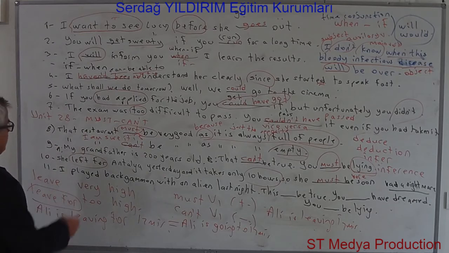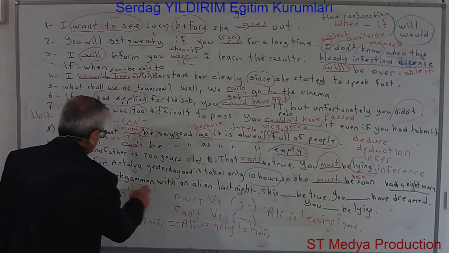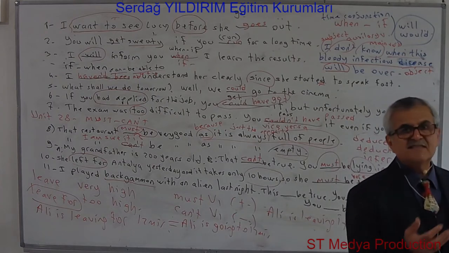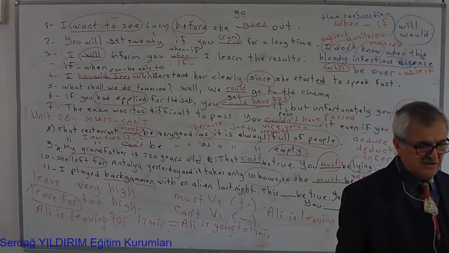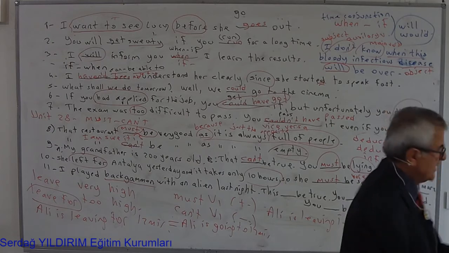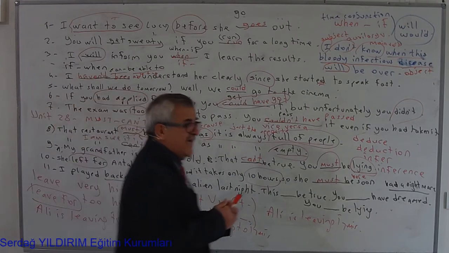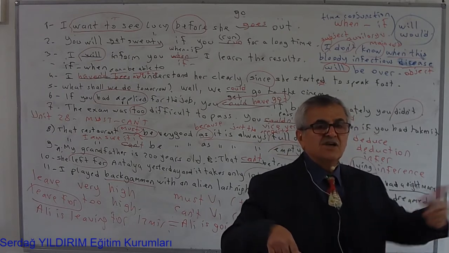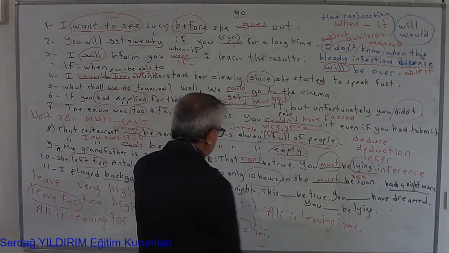And 11, I played backgammon with an alien last night. Do you know backgammon? Backgammon is a game, usually played in cafes, my friends. It belongs to the eastern countries, in Turkey especially, and we have dice to play it, called tavla, my friends. Okay? I played backgammon with an alien. Do you know an alien? Extraterrestrial, not belonging to our universe. A creature coming from another universe. Okay? With an alien last night.